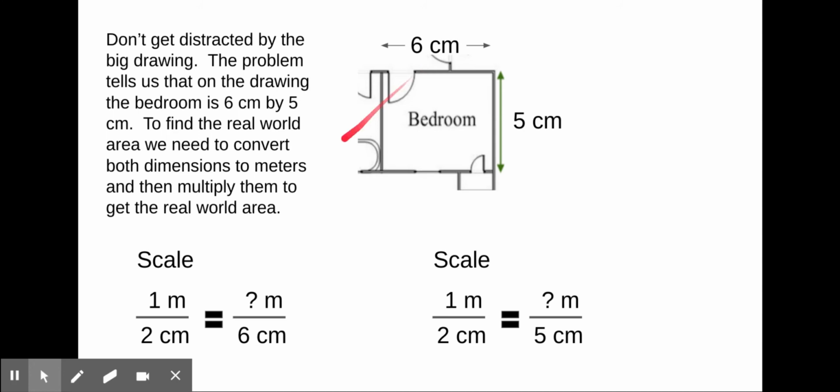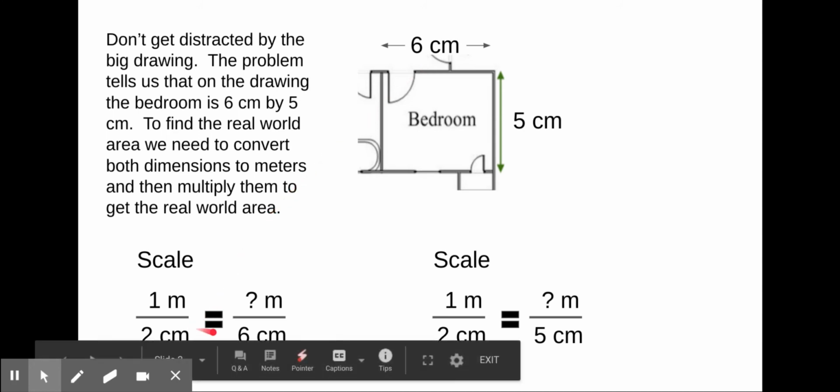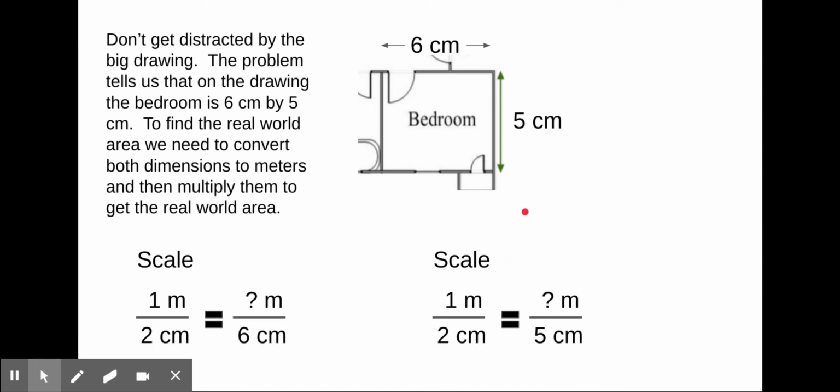And so if we look at this, 2 to 6. Well, 2 times 3 is 6. So if I multiply the bottom by 3 and the top by 3, because whatever you do to the bottom, you can do to the top, I could solve this with similar fractions and get 3 meters for that side. So up here would be 3 meters. Likewise on this side right here, 2 to 5, well, 2 times 2.5 equals 5.